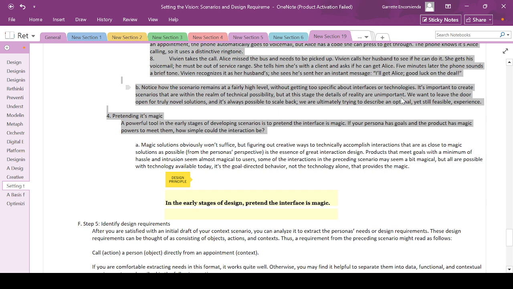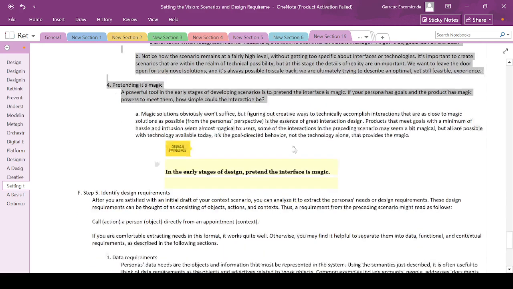Kind of like in a thesis, the details of the implementation of, for example, a video calling app are not important. The important thing is the goal and what you are trying to solve with your actual product. What are the tasks that could be used, because you could use different technologies nowadays to create your back end, front end, those AI summarization tools, etc. We want to leave the door open for truly novel solutions, and it's always possible to scale back. We're ultimately trying to describe an optimal yet still feasible experience.